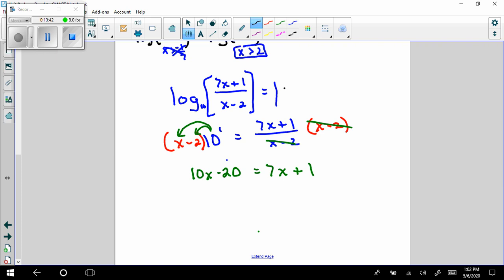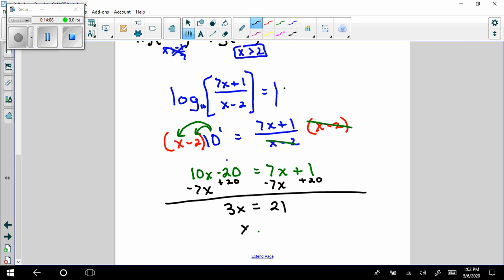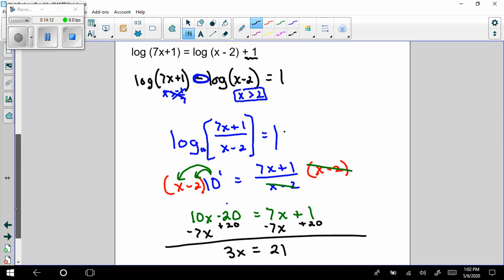We'll see. Okay, so 7x, subtract 7x. And I'm going to go ahead and add the 20 to gather my constants on one side and my variables on the other. So I get 3x equals 21. And to end on a strong note, I get x equals 7.